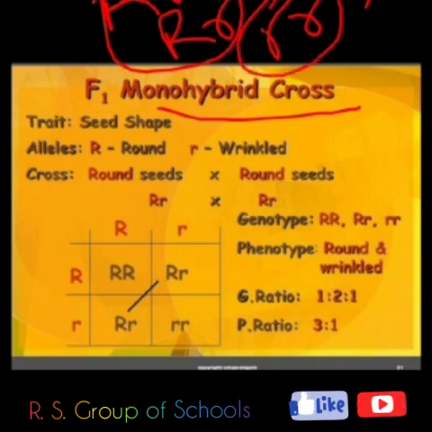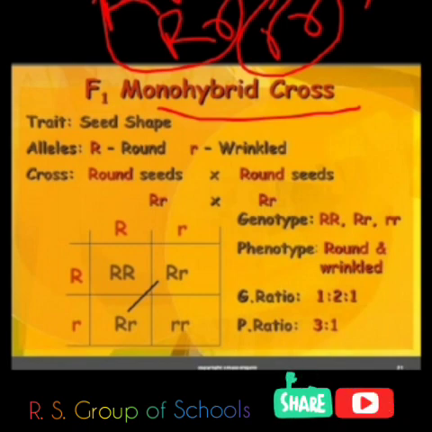So the genotypic ratio is 1:2:1 and the phenotypic ratio is 3:1. This cross is known as the monohybrid cross, the law of segregation cross, or the law of purity cross.